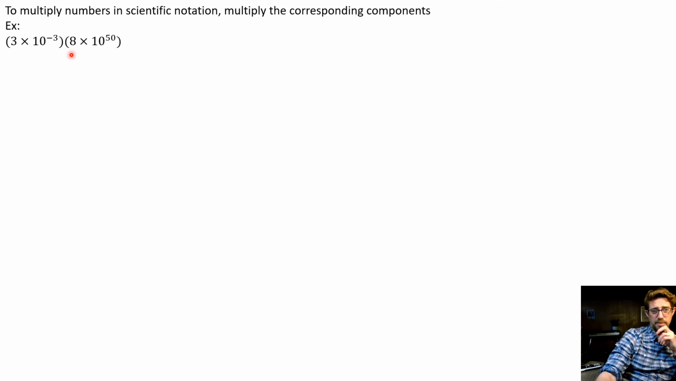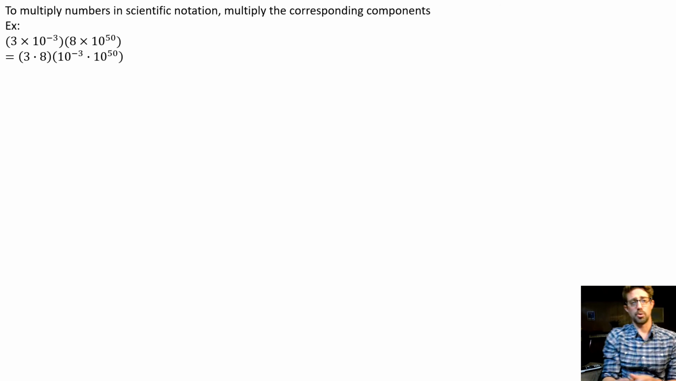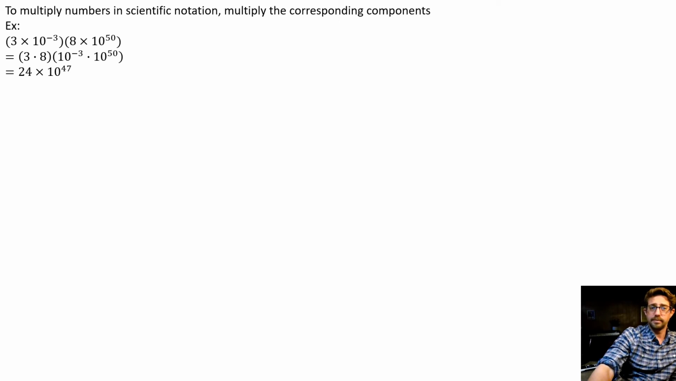So you can think about these numbers as having two components. So it has the normal, like the 3 part, the number between 1 and 10, and then it has the power of 10. So since it's all being multiplied, you can just multiply the 3 and the 8, and then multiply the 10 to the negative 3 and the 10 to the 50th. Like that. 3 times 8 is 24. 10 to the negative 3 times 10 to the 50th is 10 to the 47th. Right? You just add the exponents.